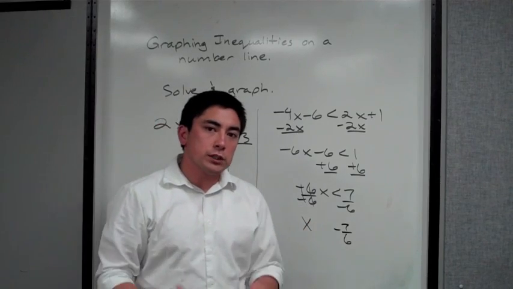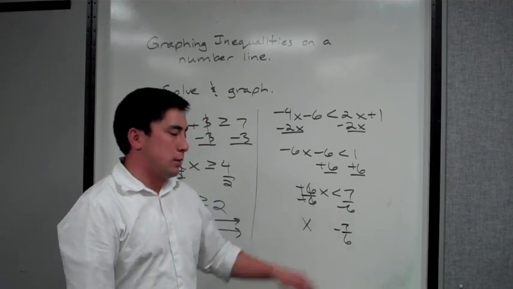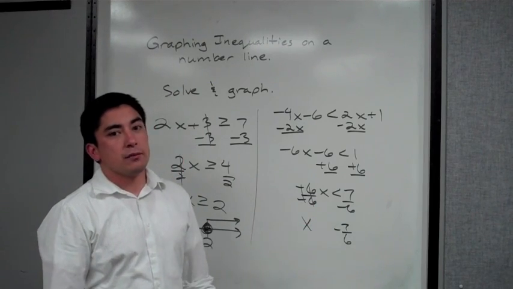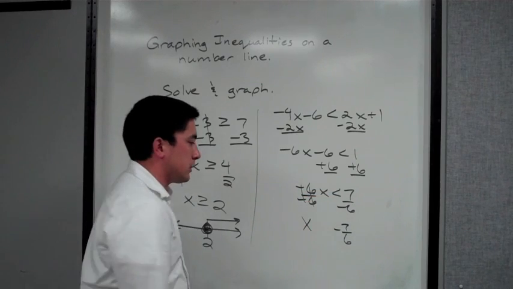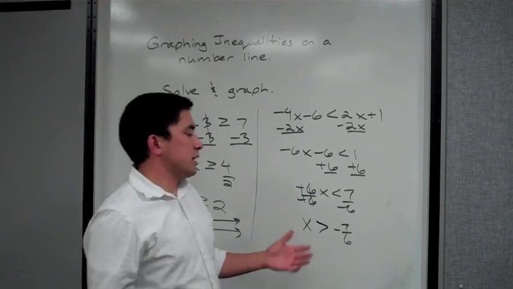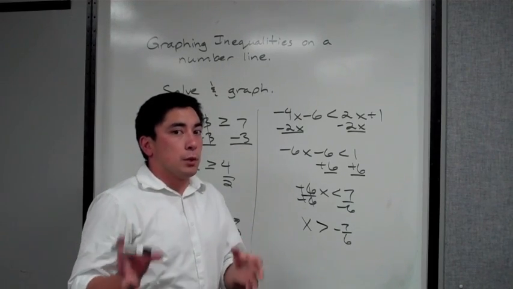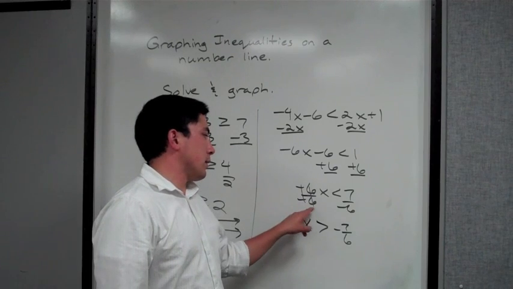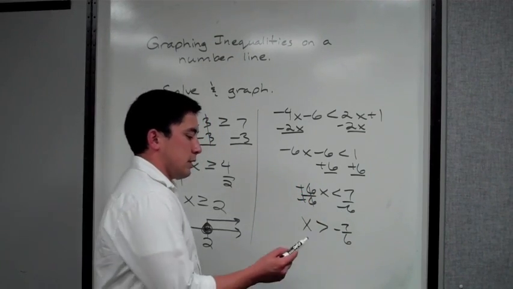If you ever multiply or divide by a negative number, you have to change the direction of that symbol. So this becomes x is greater than negative 7/6. Okay? So again, whenever you multiply or divide by a negative number, you have to change the direction of the inequality symbol.